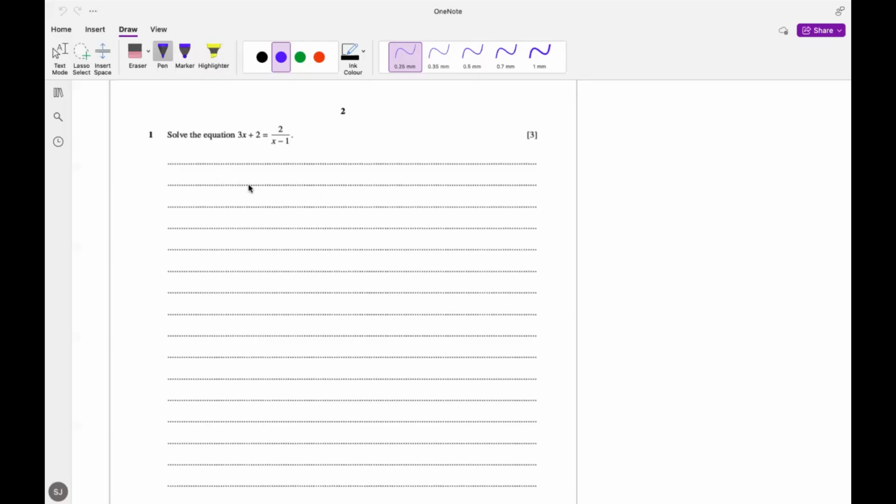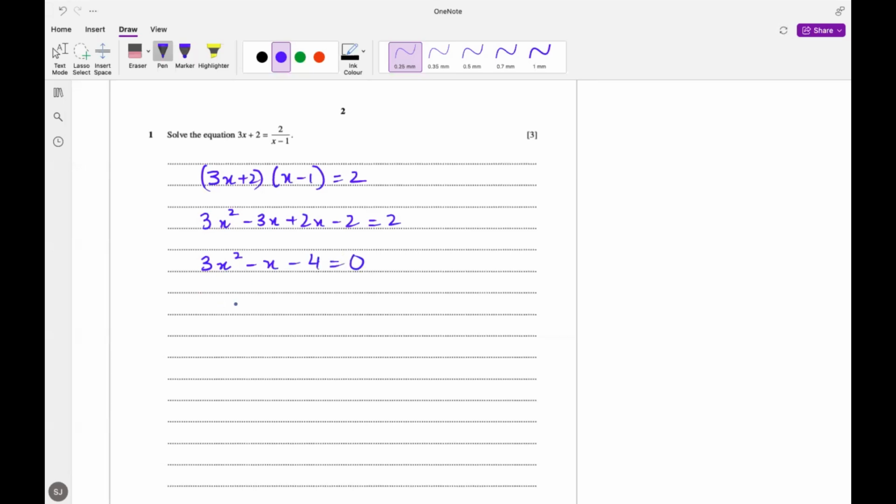In question 1, we have to solve the equation (3x + 2) = 2/(x - 1). This is a very basic equation, and we just have to cross multiply and solve it by factorization or using the quadratic formula. Cross multiplying, we'll get (3x + 2)(x - 1) = 2. Opening the bracket, we'll get 3x squared - 3x + 2x - 2 = 2.